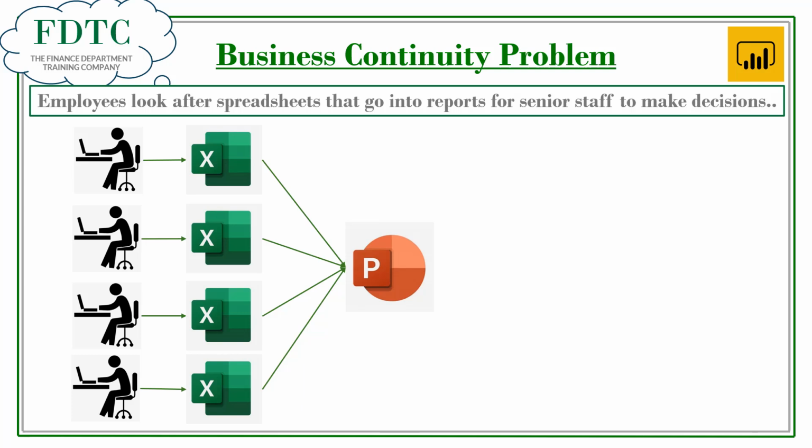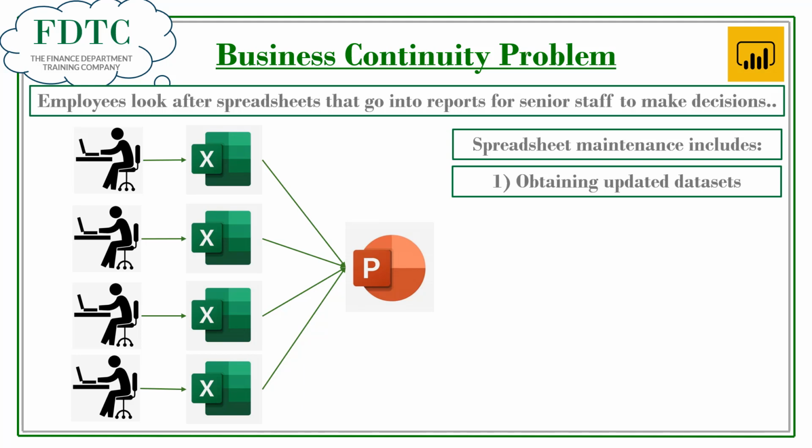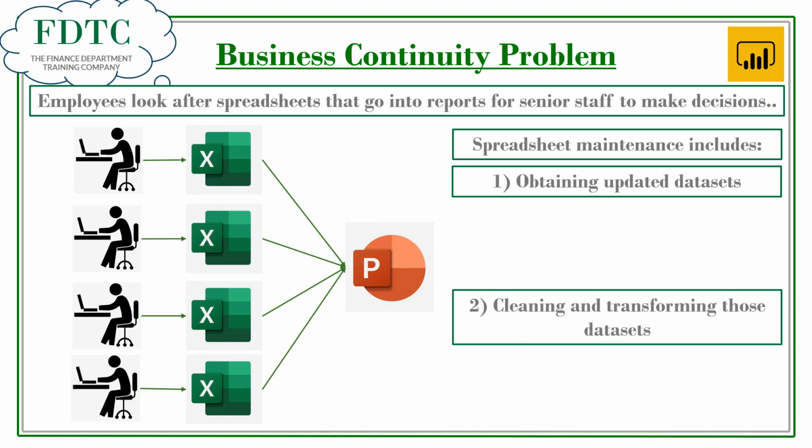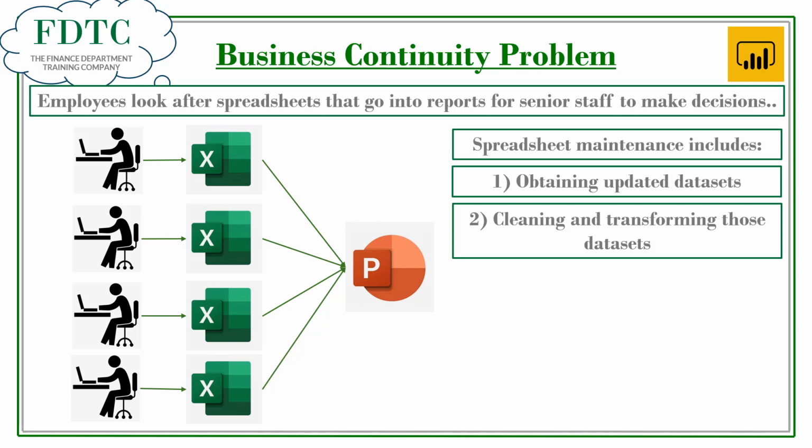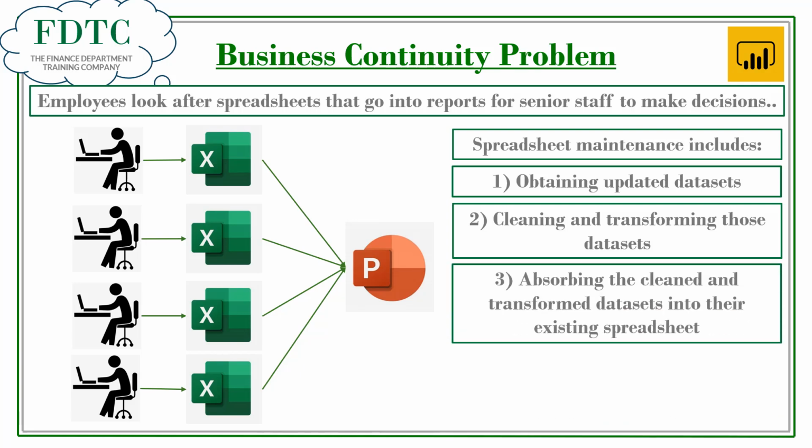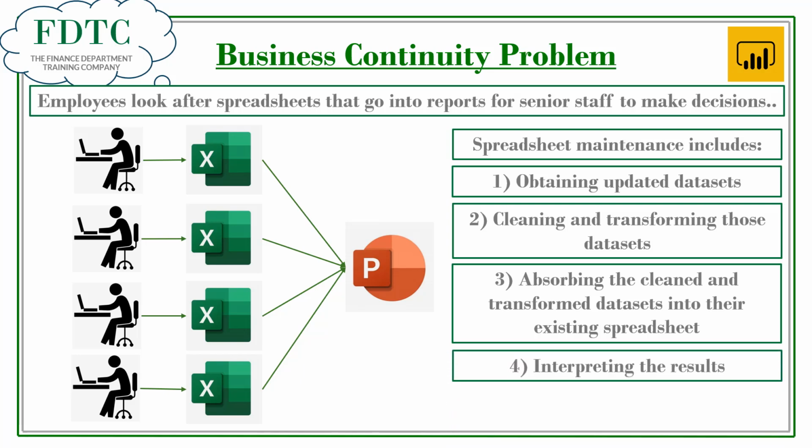So, here's how this problem shakes down. Let's say that there is a PowerPoint presentation that needs to be produced every week to go to senior staff to make some business decisions. This PowerPoint presentation is collected from 4 different Excel reports, each of which are updated and maintained by different staff members. The maintenance of the spreadsheets includes the following types of tasks: obtaining updated datasets, cleaning and transforming those datasets, absorbing the cleaned and transformed datasets into their existing spreadsheets, and interpreting the results.